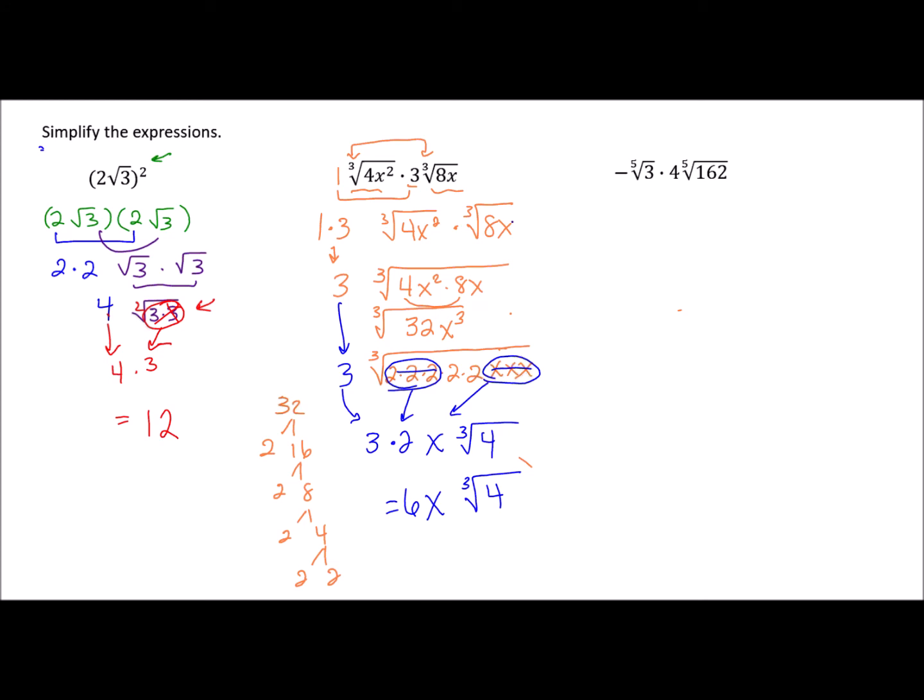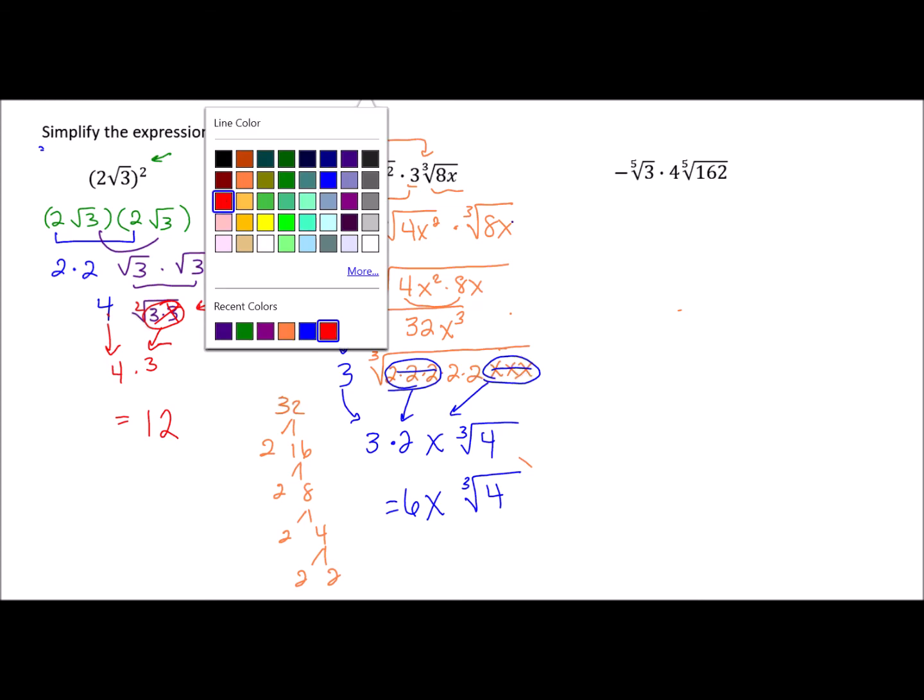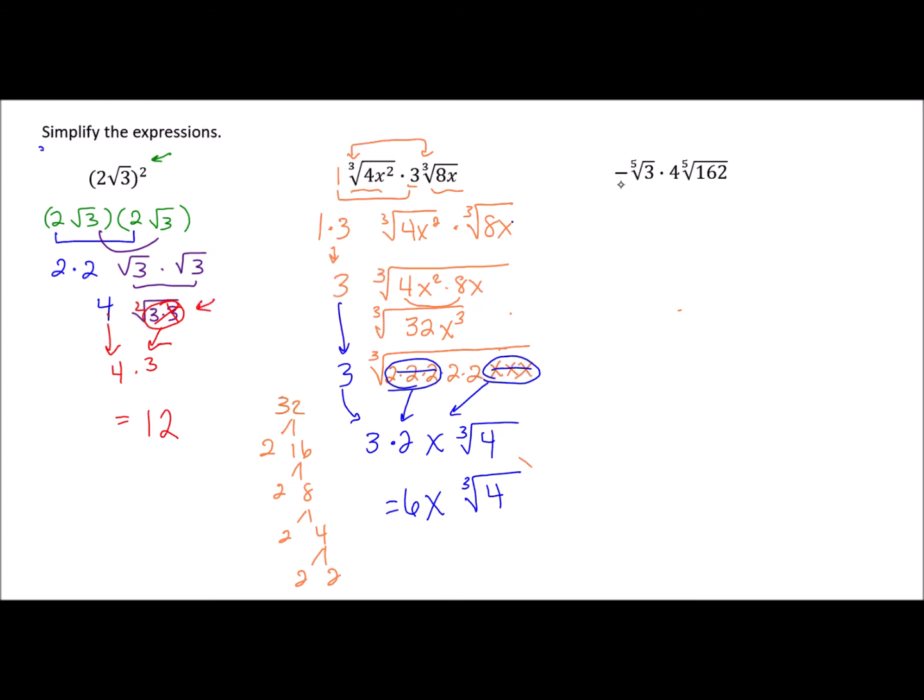All right, this one right here. This next one, we've got negative. It's not subtract because there's this in front. It's negative 5th root of 3 multiplied by 4 times the 5th root of 162. Now, as far as this 5 is concerned, we just need to know that that's the same. And then when we get down to reducing, we need to have groups of 5. That's the only thing that's important about that. Otherwise, you can ignore it for the rest.